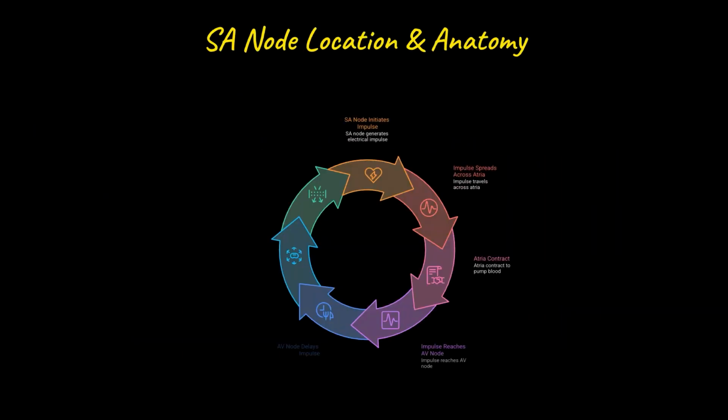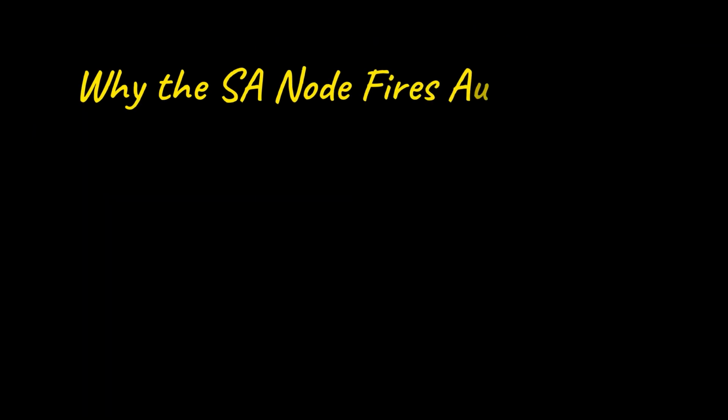The SA node sits as a small crescent of specialized cells in the upper right atrium, just below where the superior vena cava enters the heart. This precise location is what the exam tests, not the left atrium, not the septum, not the AV junction.